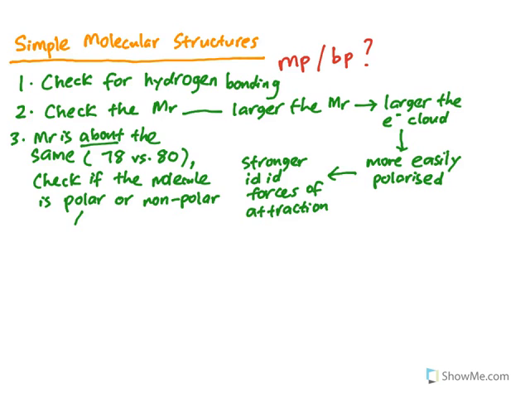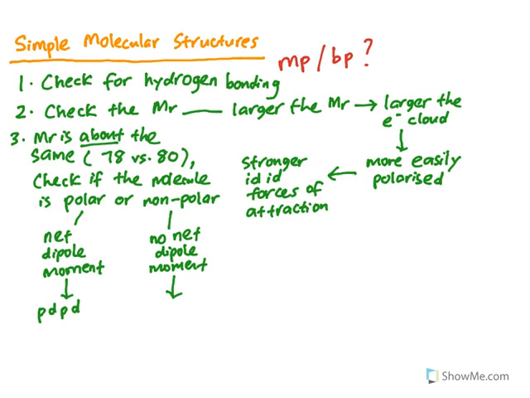Okay, so polar means what? There is a net dipole moment. Non-polar means no net dipole moment. So of course, when it's polar, you know what happens? It has PD forces of attraction, but no net dipole moment means ID forces of attraction, and of course PD forces of attraction are stronger. Okay, so please remember this process. So we follow step by step.